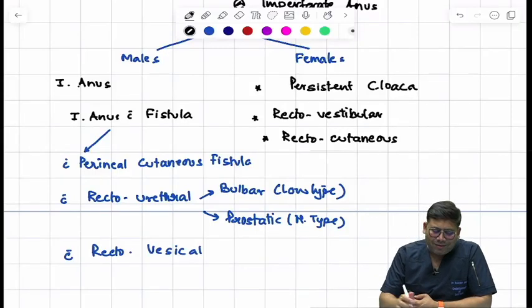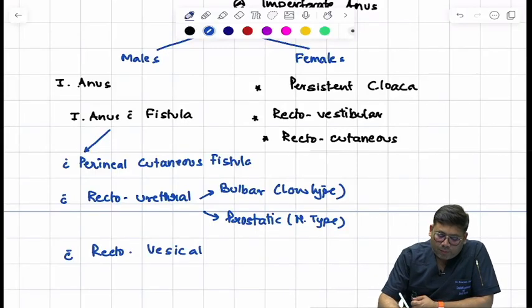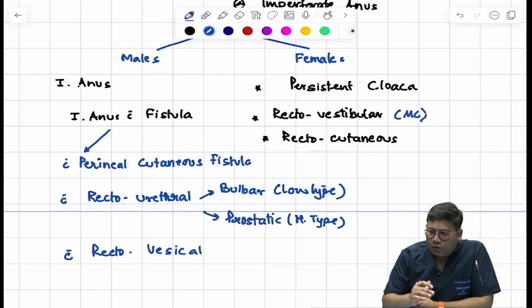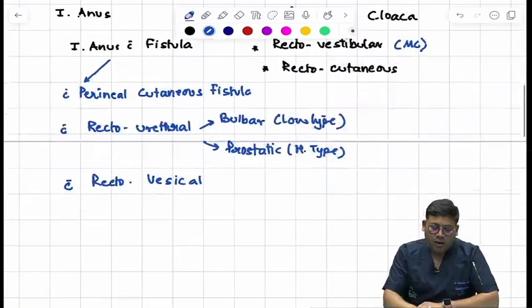Rectovesical is rare in females. So the most common, this is the most common. If someone asks you what is the most common defect in females, this is. Now what is the management?